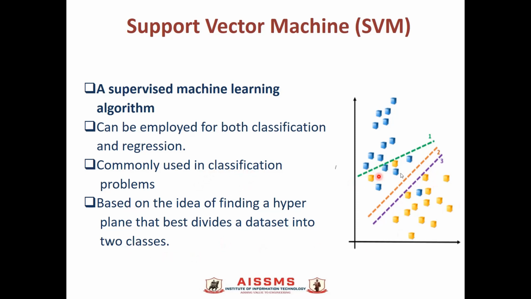Support vector machine is based on the idea of finding the hyperplane that best divides the data set into two classes. Here we can see that there are two classes, blue class and yellow class, and we have to find the best hyperplane which will classify the available data points into two classes. In this case we can observe that there are three hyperplanes which are classifying the data points into two classes, but we have to choose the optimal one.